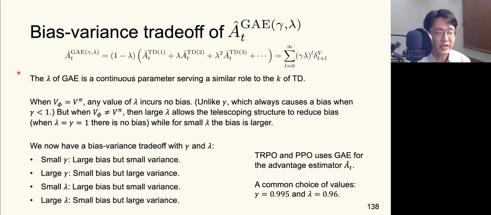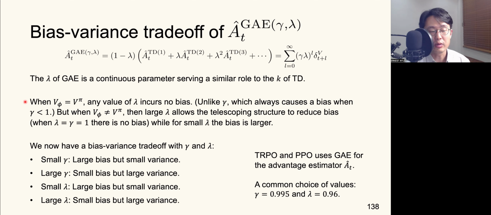So, okay, what's the bias variance trade-off of the GAE estimator? Here, I'm rewriting the GAE estimator. This is the definition, and this identity, I claim, can be shown using a geometric sum argument. The lambda parameter of the GAE estimator is a continuous parameter, and it serves a similar role as the K parameter of the TD estimator. When the value network being used is equal to the true value function, then any value of lambda incurs no bias, as we've just discussed in the previous slide.